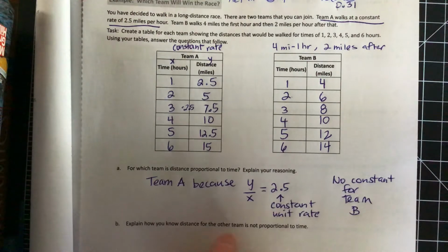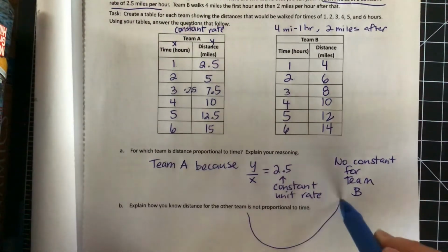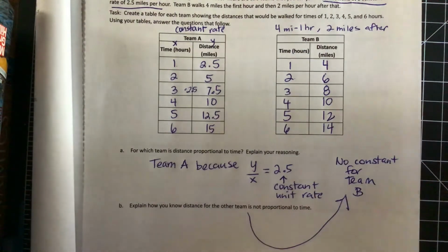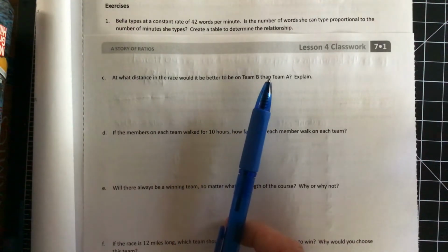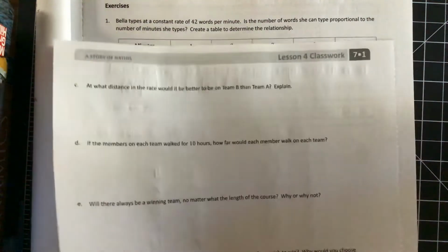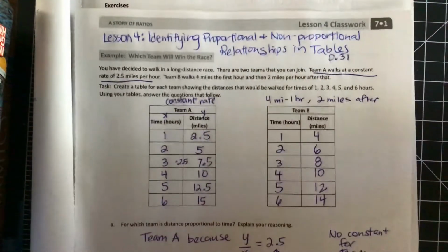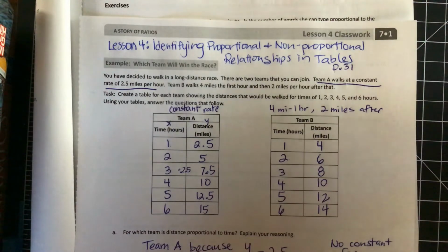Okay, and explain how you know distance for the other team is not proportional to time. Oh, oopsie, sorry. That's where that goes, okay? And then, sadly, the other questions are on the back, so I'm going to do some flipping. At what distance in the race would it be better to be on team B than team A? So for this question, better meaning probably covering more distance. I feel like if it's a race, that's what better would mean if you're defining it.